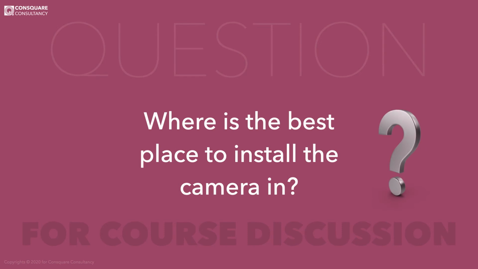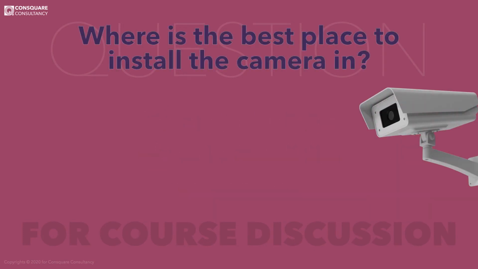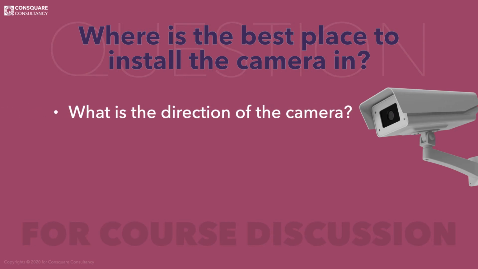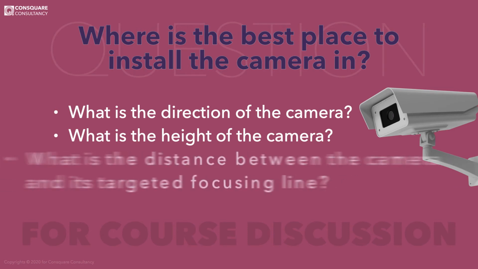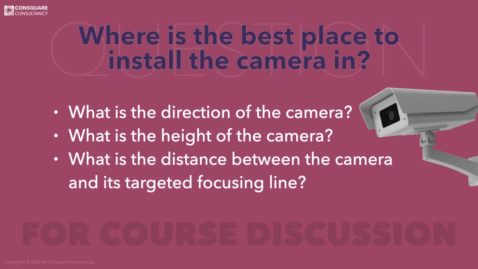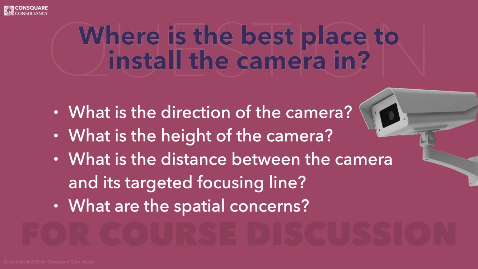But where is the best place to install the camera? Well, it is a complicated question, and I prefer to derive partial questions from it to make the answer much clearer and easier to understand. Your questions can be categorized into the following list of questions. What is the direction of the camera? What is the height of the camera? What is the distance between the camera and its targeted focusing line? What are the spatial concerns? Then we can answer them one by one.